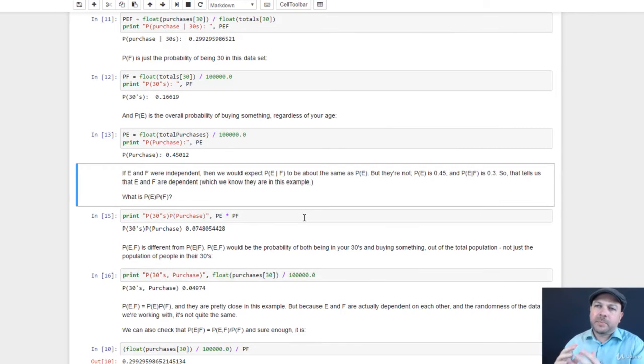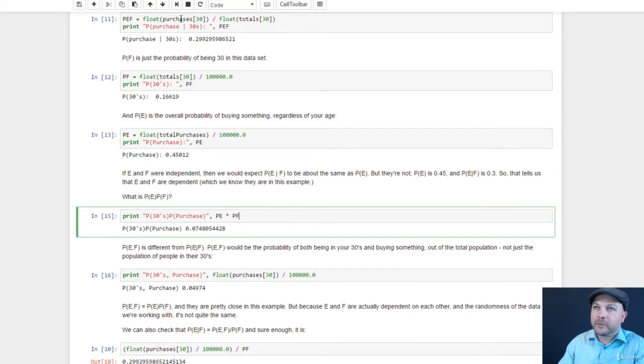So next, let's compute P of E times P of F. And that is just what it sounds like: the probability of being in your 30s times the probability of purchasing something overall, P of E times P of F, and that works out to be about 7.5%.